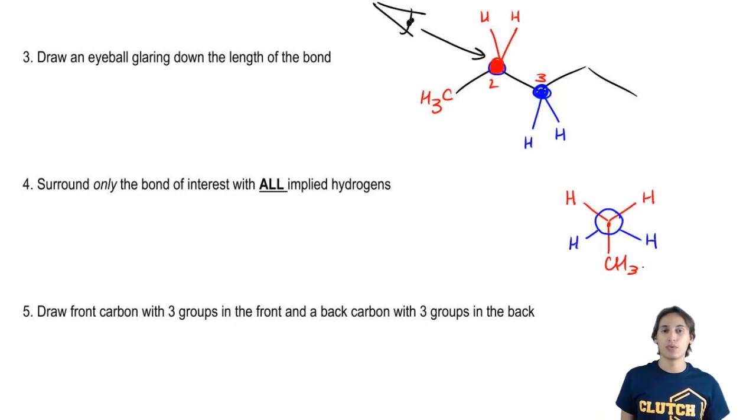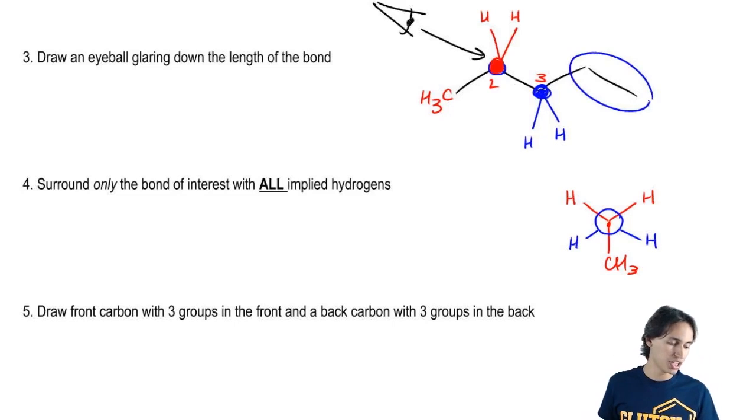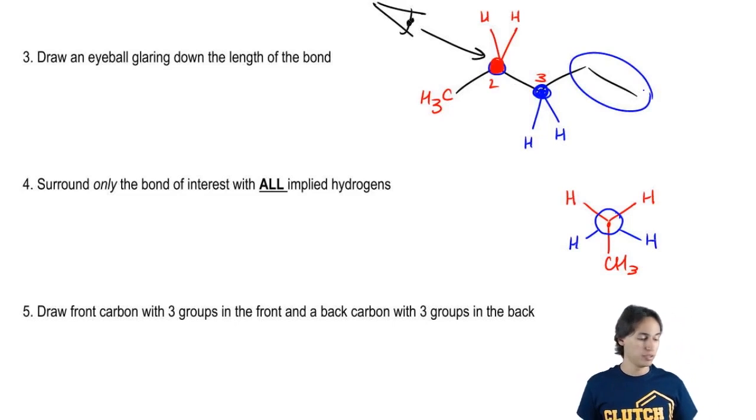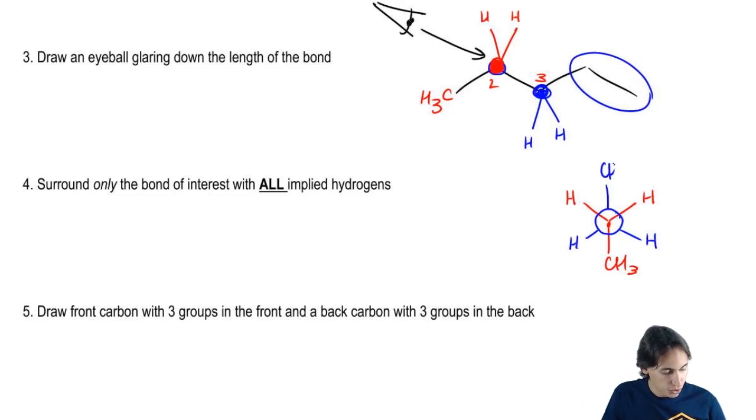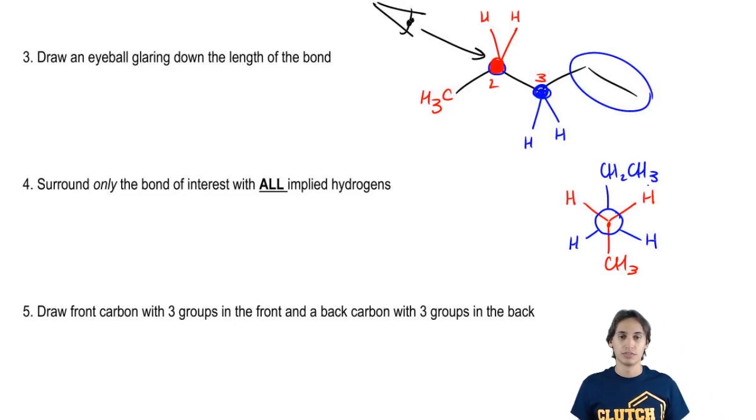And then what else does it have? Well, it has a 2 carbon chain coming off of it. So that would be what you could just write as CH2, CH3. Does that make sense? Okay?